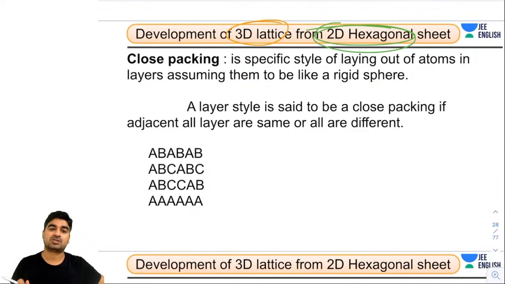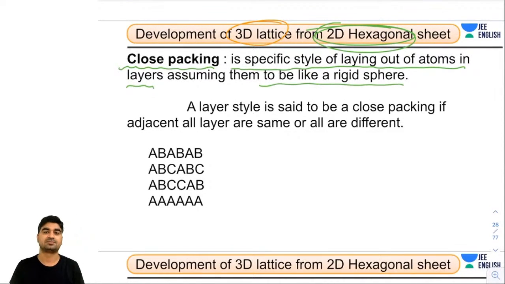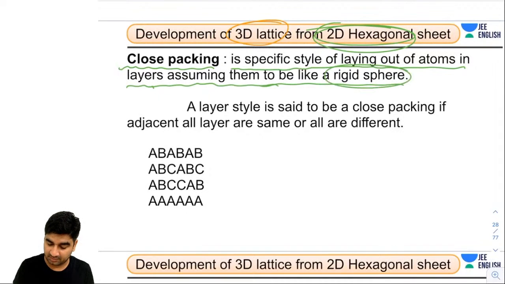So first of all, I have to tell you, what do you mean by close packing? Is there anyone who can tell me close packing? Close packing means, when you are arranging the atoms, a specific style of laying out atoms in layers, assuming them to be rigid spheres. So this is called close packing.